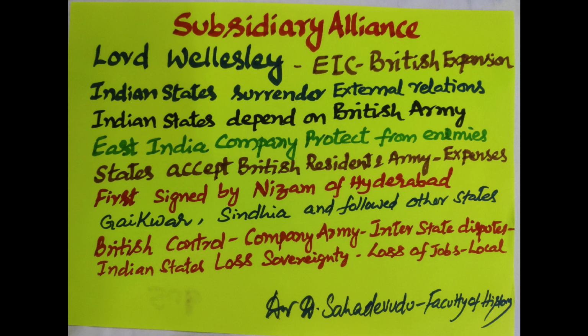Subsidiary Alliance was a diplomatic strategy devised by Lord Wellesley to extend British influence and control over various princely states in India. This policy was a means for the East India Company to ensure stability and protect its interests without direct military annexation. Key features of the Subsidiary Alliance: military support.